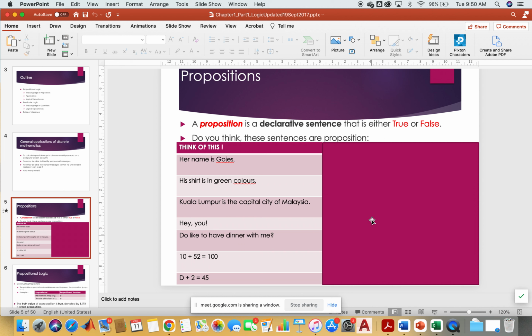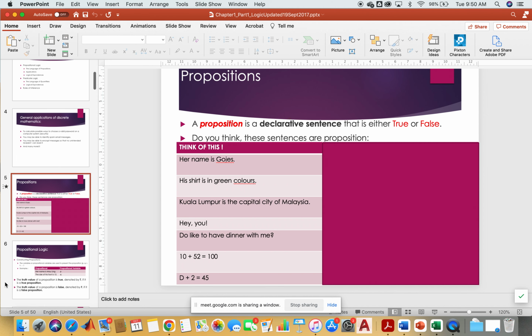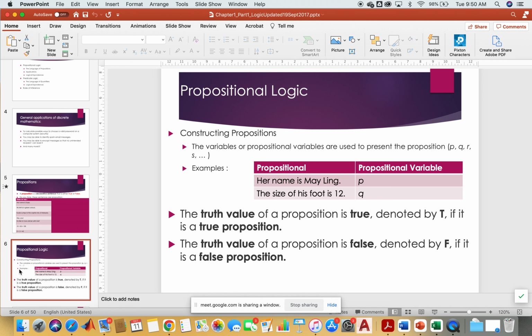So this one is obviously a statement, or a proposition. Remember, a proposition is a statement that has truth value. True or false, we call it truth value. Right? Okay. Any question? Clear so far? Okay. How to construct the proposition?